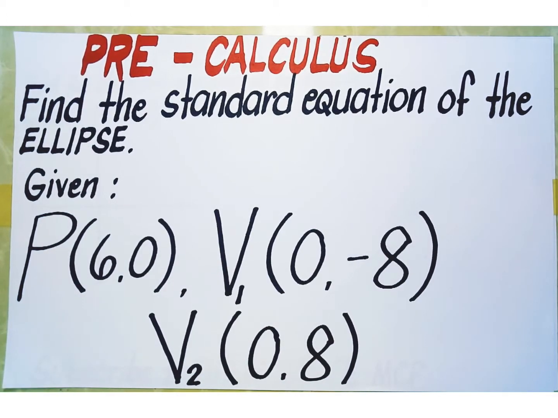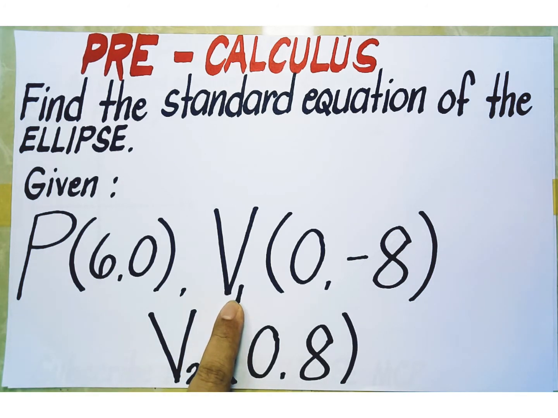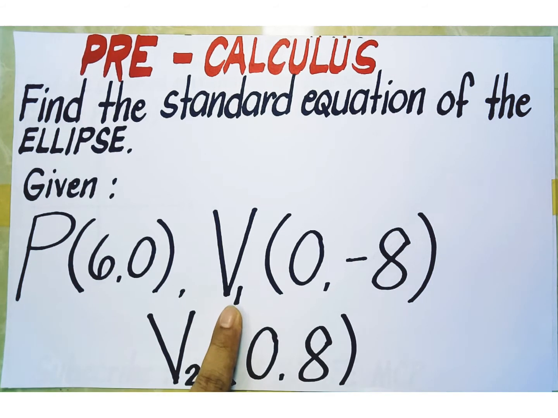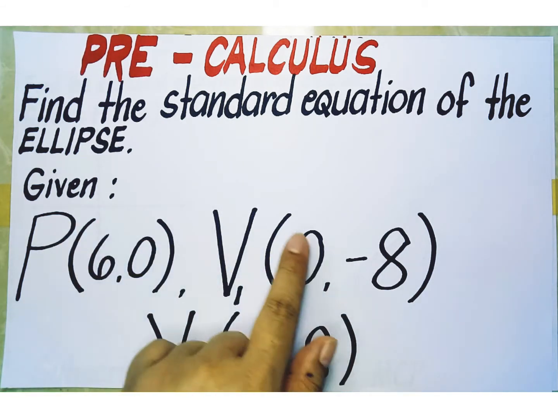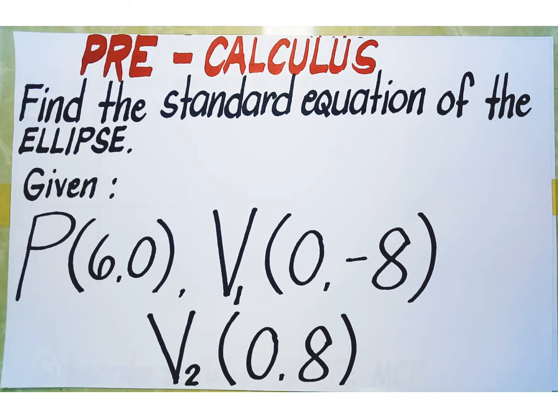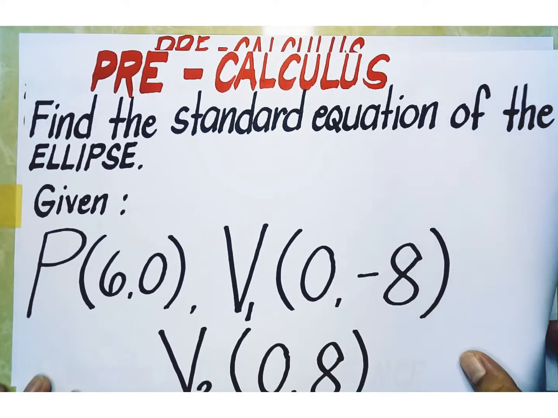Hello everyone. In this video, we will focus on this problem. We are asked to find the standard equation of the ellipse given point P at (6, 0), vertex at (0, -8), and the second vertex at (0, 8). These are the three given pieces of information that we have. Okay, let's start.